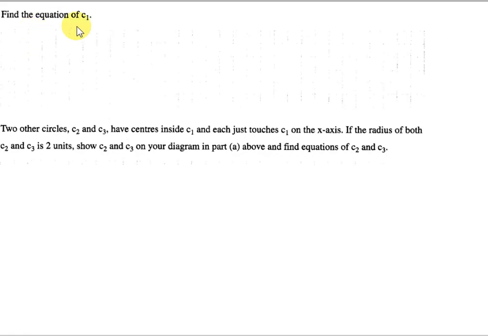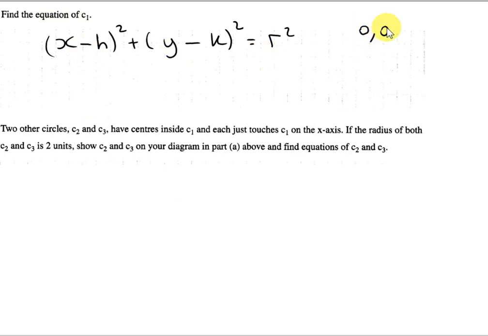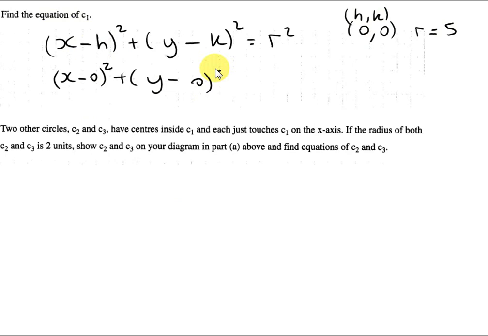Next, we want to get the equation of C1. We know that any circle has this equation here, where the center is h, k and the radius is 5. So we get x minus 0 squared plus y minus 0 squared equals r squared. 5 squared is 25. Of course, x minus 0 is just x, y minus 0 is just y, so we get x squared plus y squared equals 25.